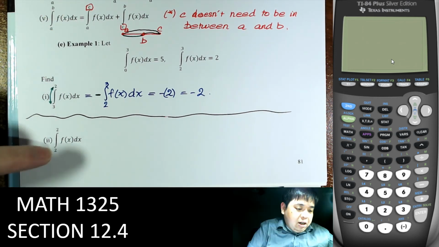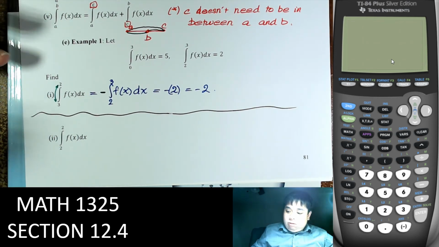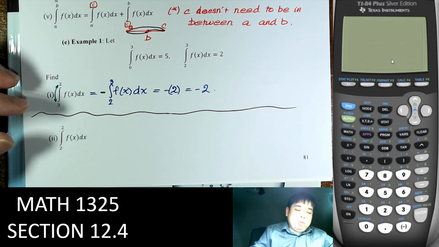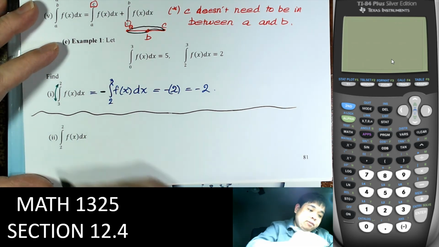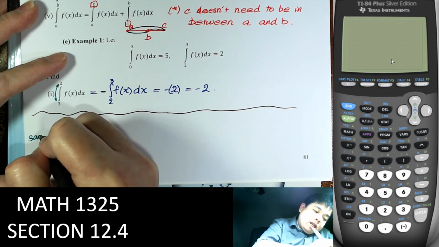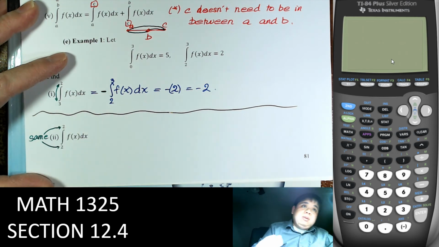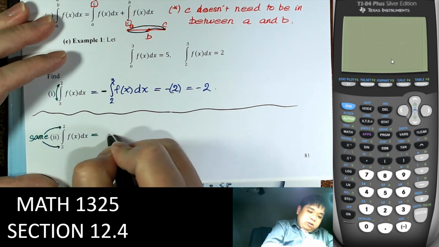Next, the integral from 2 to 2. Well, from 2 to 2, the limits are the same. The width is equal to 0. And the area will be 0 because we have no width. So if we have the same limit, the integral will be equal to 0.